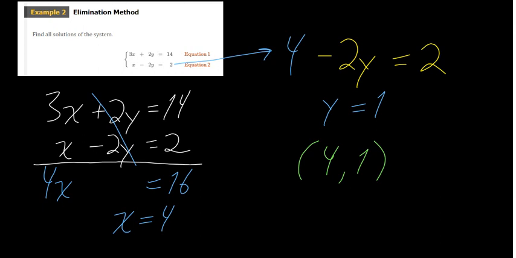And of course, I don't want to actually write it. I will write it, but I'm going to erase it after the fact. So we could have plugged it in here, 3 times 4, and then plus 2y is equal to 14. So we're going to do some mental math, follow along. 3 times 4 is 12. I subtract 12 from both sides. I get 2y is equal to 2.